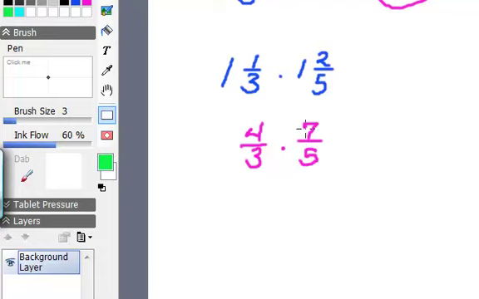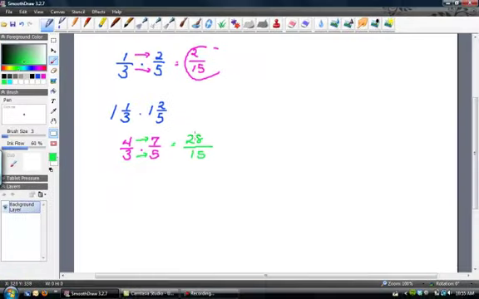And then again, I go straight across when I multiply. So 4 times 7 is 28, and 3 times 5 is 15. So my answer is going to be 28/15ths, but when I simplify, I usually try to make it into a mixed number. In this case, it's 1 13/15ths. There are some tricks with multiplying fractions that you can use.